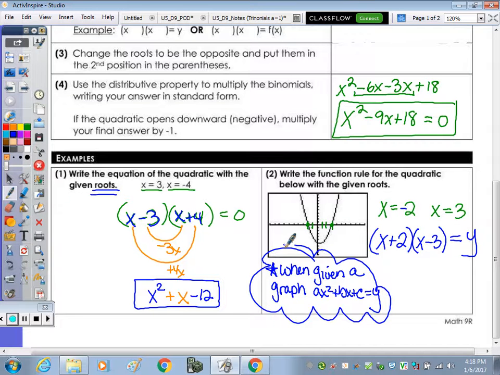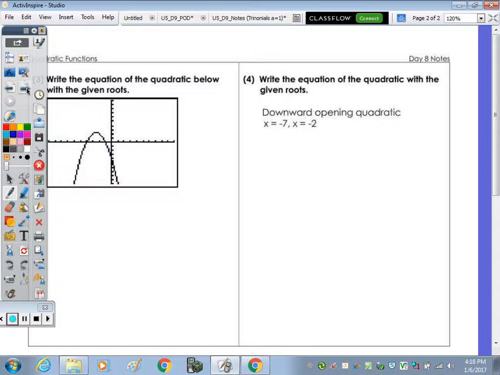On the back, we're given a graph again, so it's going to be in the form y equals. So we have this one, our two roots. This one here is x equals negative 1. This one is x equals negative 4. So the factors are opposite, x plus 4, x plus 1.